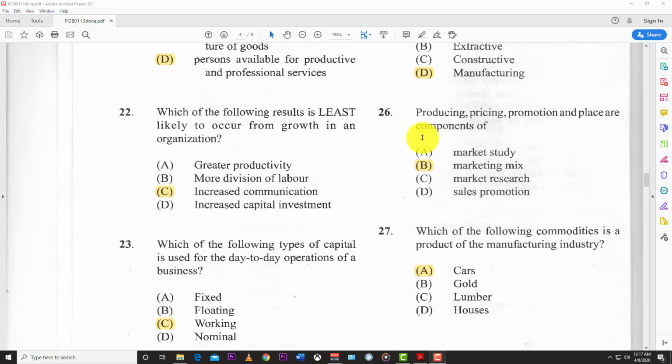26, pricing, promotion, and place are components of B, marketing mix. 27, which of the following commodities is a product of manufacturing industry? And the best answer here is C. Best answer is A, cars.